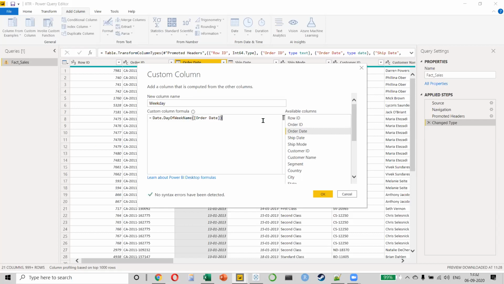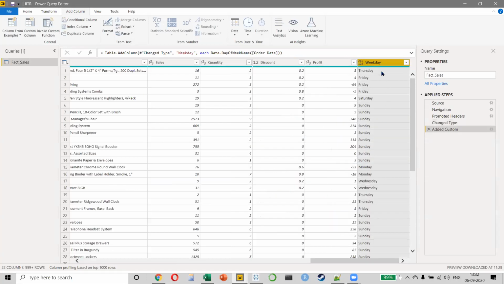And the good part is if you make any mistake, it will tell you that there is an error that is happening. So it will not allow you to press OK. Only when I complete the formula, it will allow me to press OK. So I've written Date.DayOfWeekName. I've selected the order date column. And when I press OK, it will give me Thursday, Friday, Saturday, Sunday.